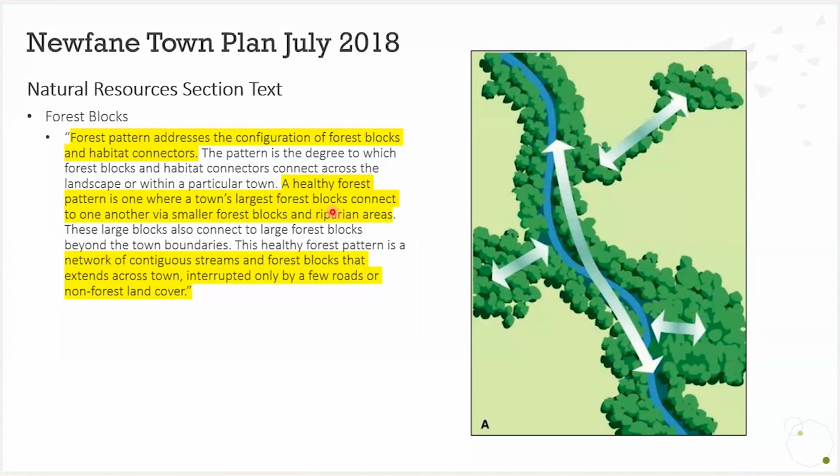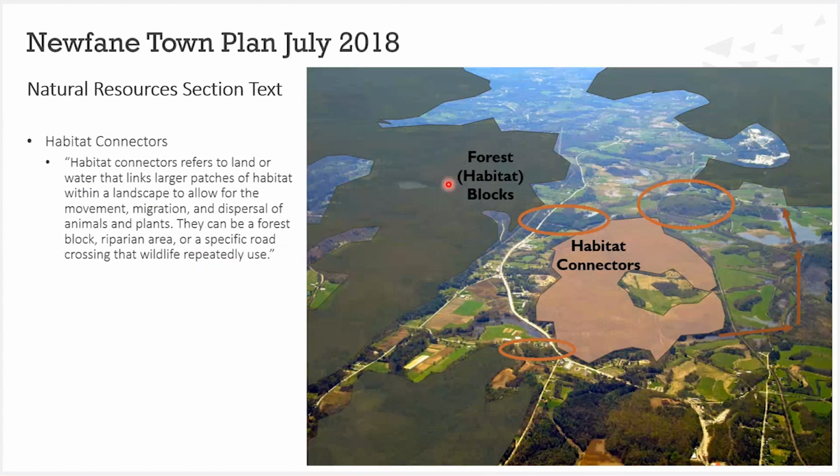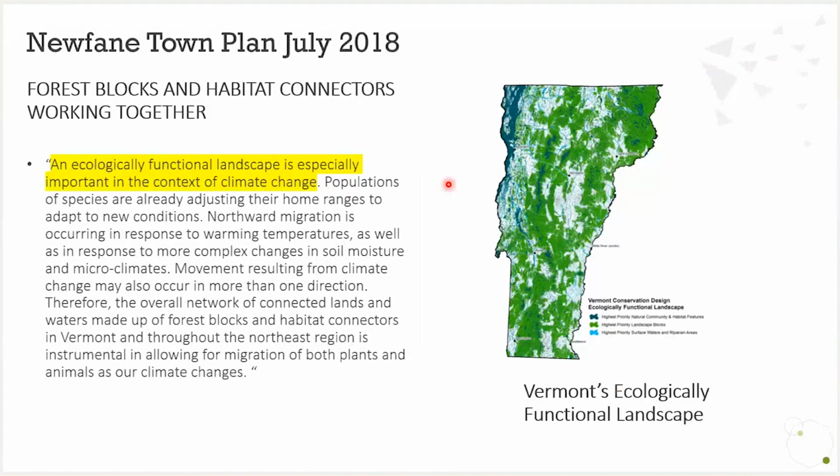And so here's some more. I just pulled out some of that text. A healthy forest pattern is one where a town's largest forest blocks connect to one another via smaller forest blocks and riparian areas. So they've handled the blocks themselves, and now they're handling the larger pattern that they want among their blocks. Then now they're diving into connectors and what a connector is, and then lastly, they bring it all together with this. An ecologically functional landscape is especially important in the context of climate change.